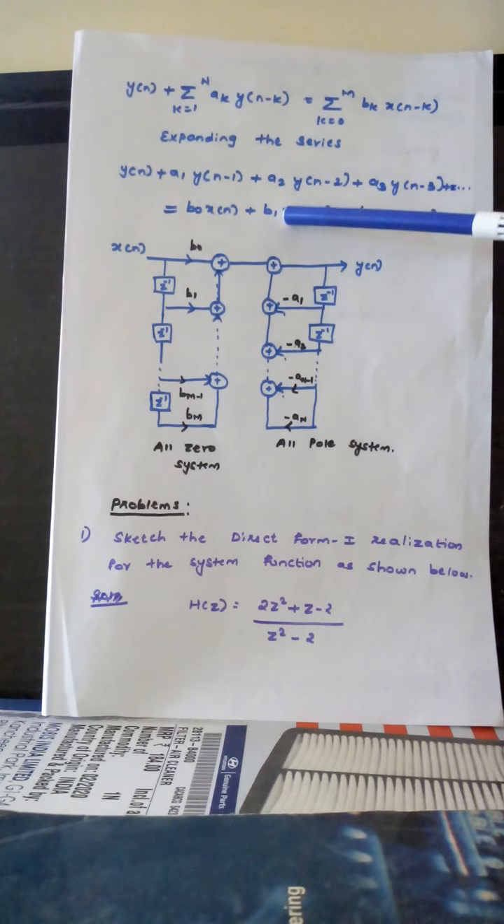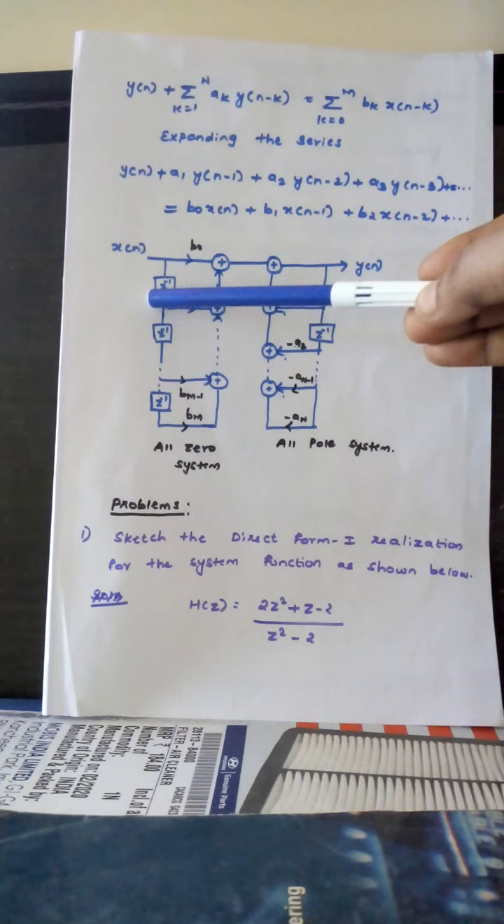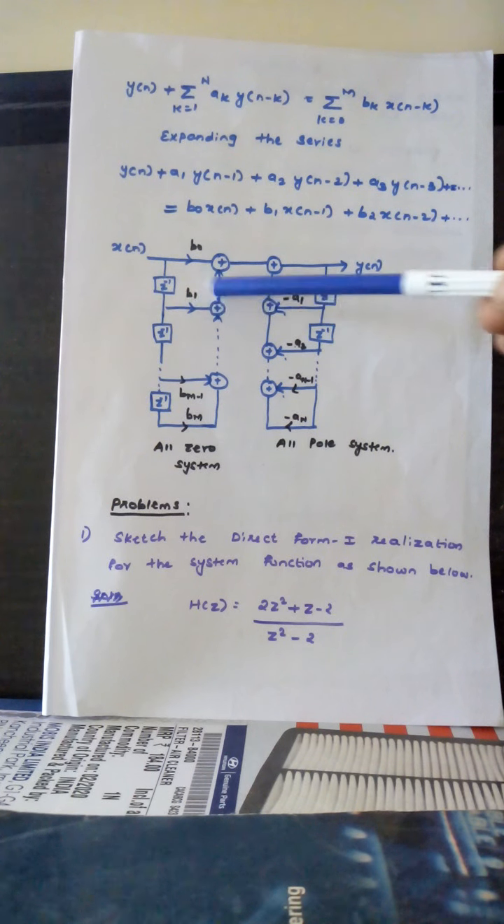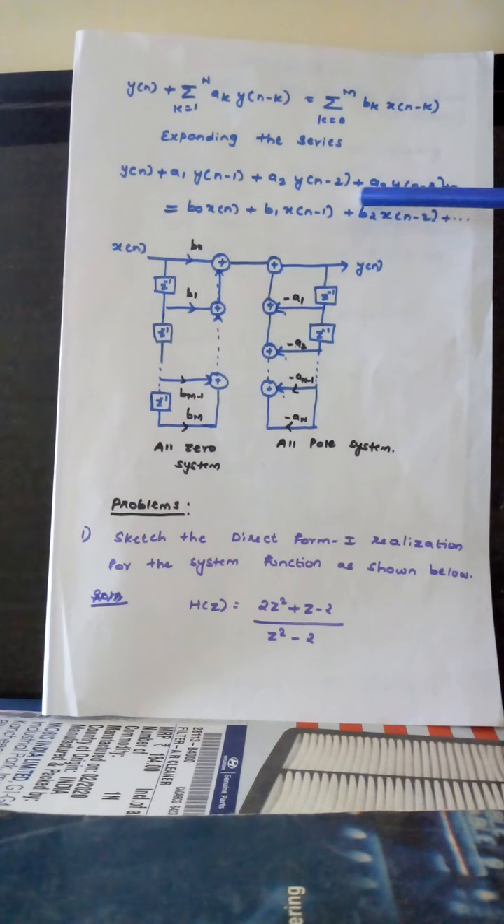So the x of n minus 1 is multiplied with b1. So here we'll get x of n minus 1 multiplied with b1. Again that will be added with, so we are putting one adder here. So again that is b2 into x of n minus 2.